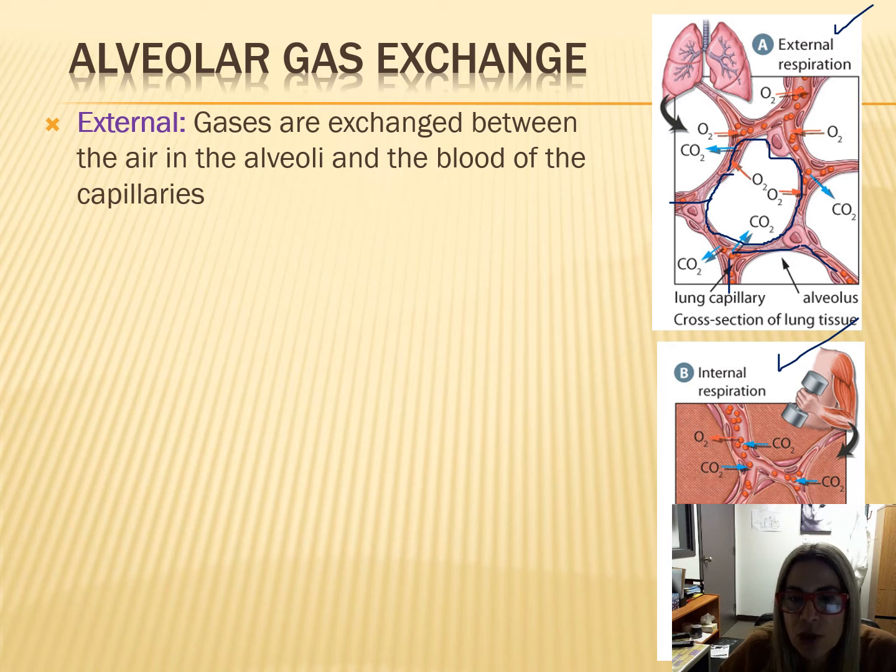So CO2 is leaving the capillary, because remember, it's dirty blood coming in, right? Because that's coming from the right side of our heart. So CO2 is leaving the capillary and going into the alveolus. And on the other hand, oxygen is leaving the alveolus and going into the capillaries, right? So that it can go back to the left side of the heart and get pumped out to the rest of the body with all that nice oxygen.